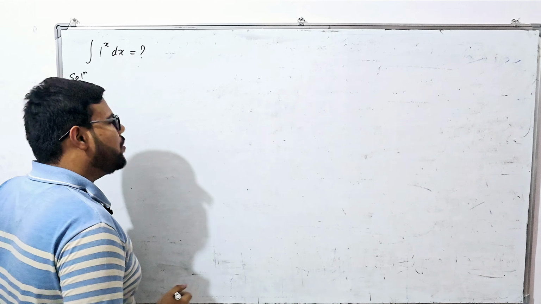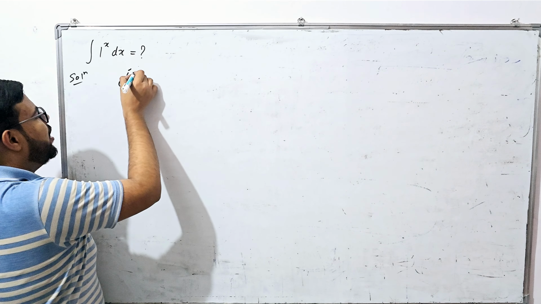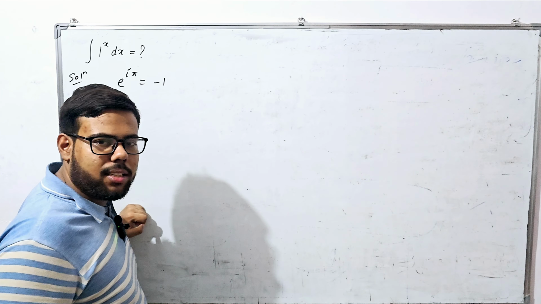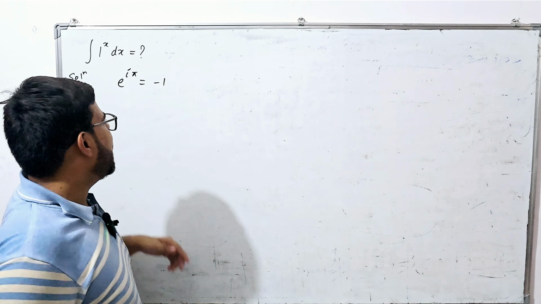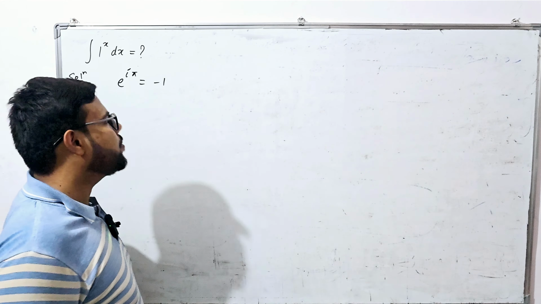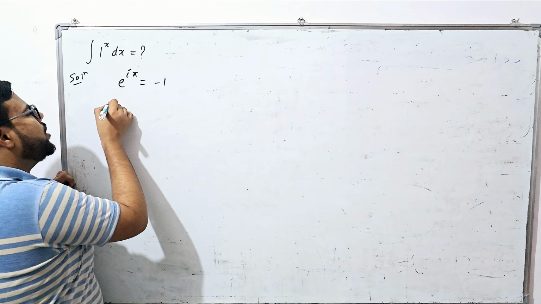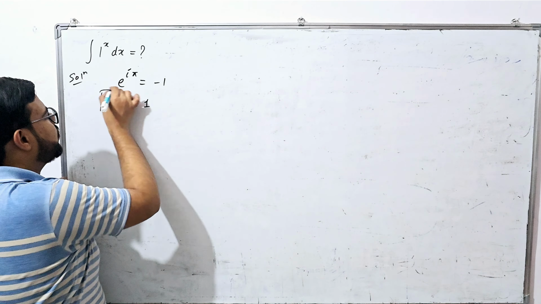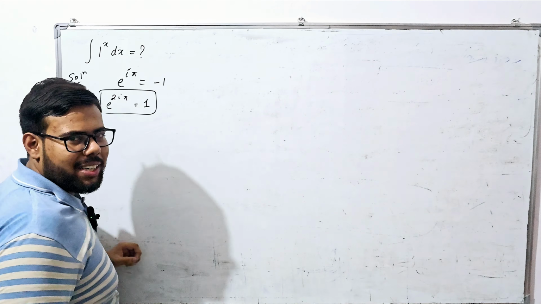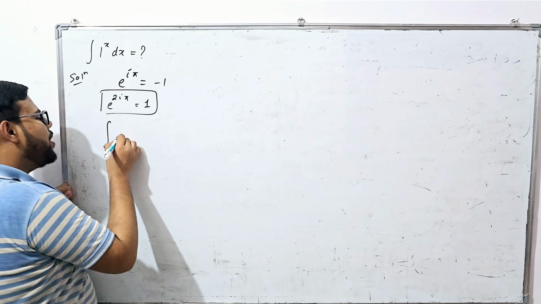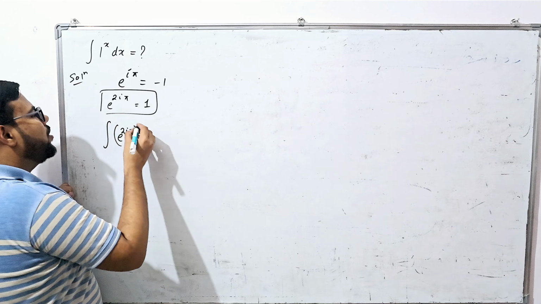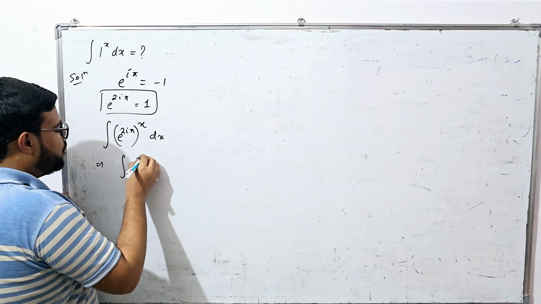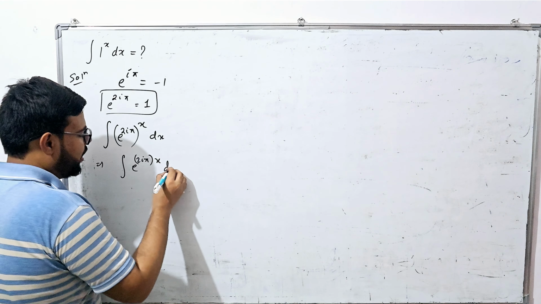Let's see. If you remember a famous result, e to the power i pi is equal to -1, correct? Now we can have n number of revolutions in this case, but we are neglecting that, and we are just focusing on the principal value. So which means that you can say e to the power 2 i pi is equal to (-1) square is equal to 1. Now just substitute this value in place of 1. So we get e to the power 2 i pi raised to the power x dx, simple. So you get the integral of e to the power 2 i pi x dx, correct?